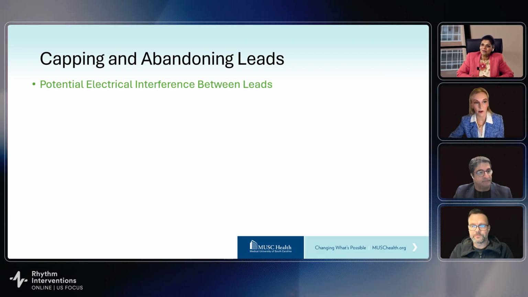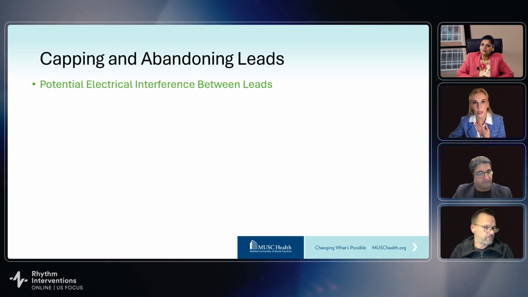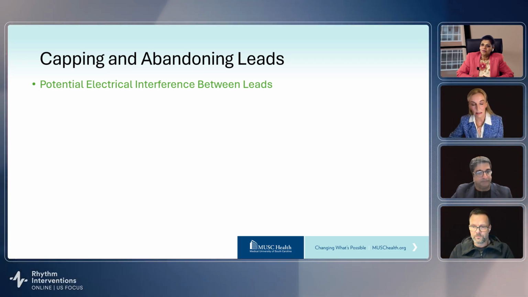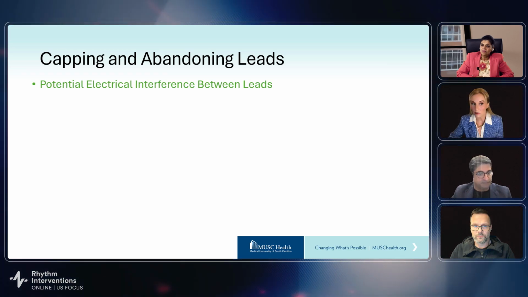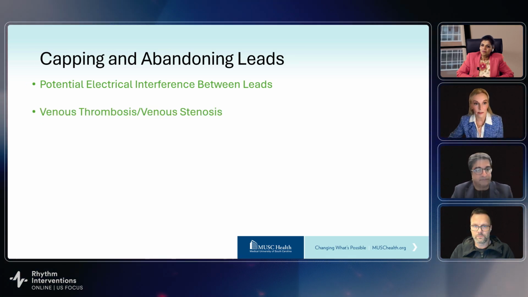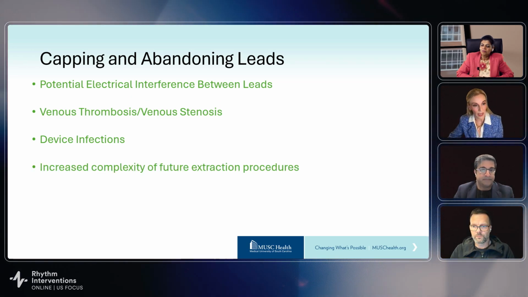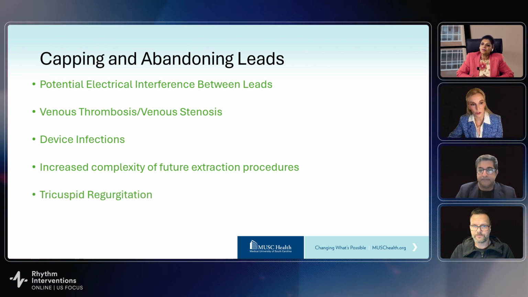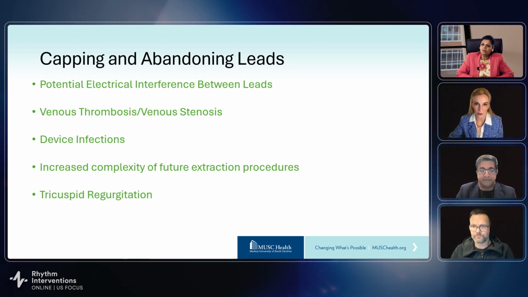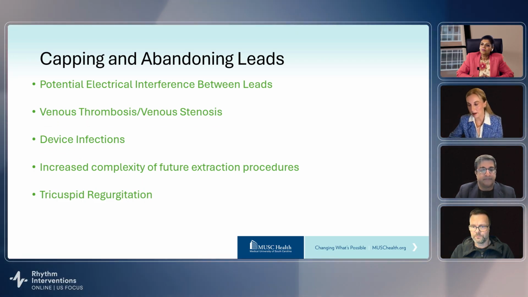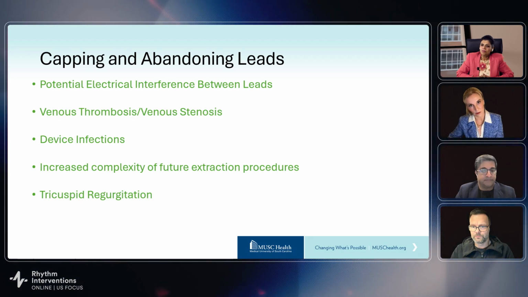And just quickly, as we've all talked about and addressed some of the downsides of capping and abandoning leads: potential electrical interference between the leads, venous thrombosis or stenosis, as well as device infections and worse risk if we have to deal with those infections, and increased complexity of future extraction procedures. And then tricuspid regurgitation as well. The more leads we have through the tricuspid valve, the more difficulty we have with potentially damaging the tricuspid valve when we're getting them out, or even more leads causing TR.